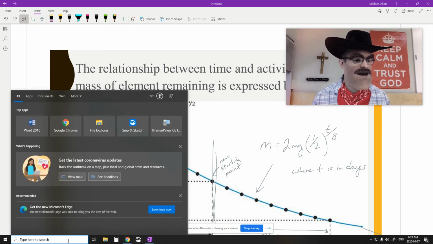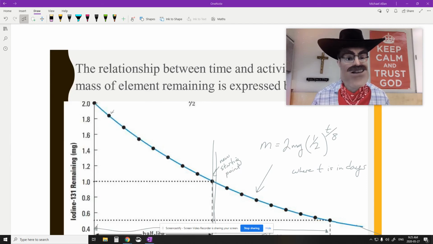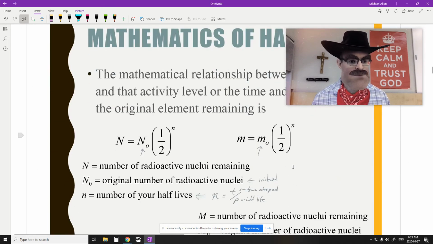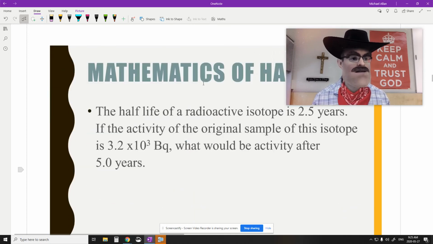Now, the problem with that is it's a little bit tricky to determine without a calculator, because 1/8 technically is an eighth root of 2. I don't know what the eighth root of 2 is. So you could pull out your calculator and plug that in there. So that's a nice little equation that would represent this line. Okay. The m and the n's, they could just be interchanged. N is usually activity, m is the mass.